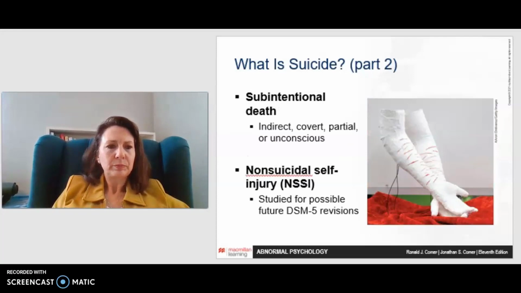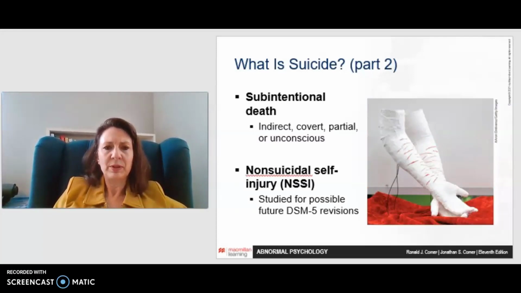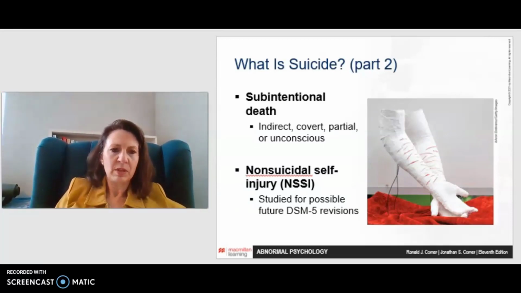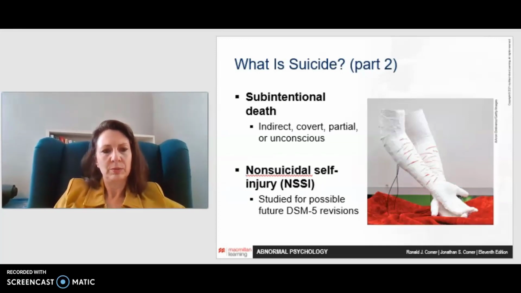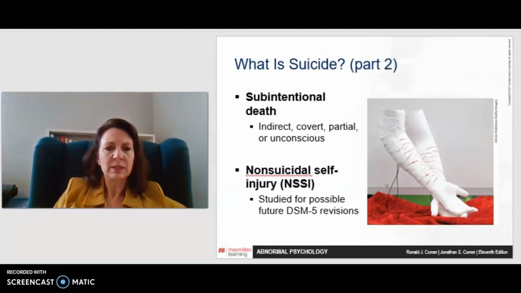Subintentional death is seen in suicidal behavior as well. So, for example, sometimes people take pills instead of doing something more serious like trying to shoot themselves. So the idea there is that they really don't want the suicide to be ultimately successful, but they're in a huge amount of psychological pain.